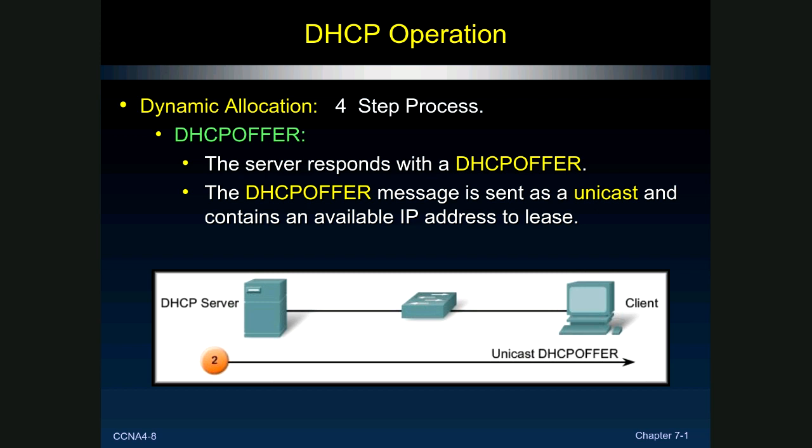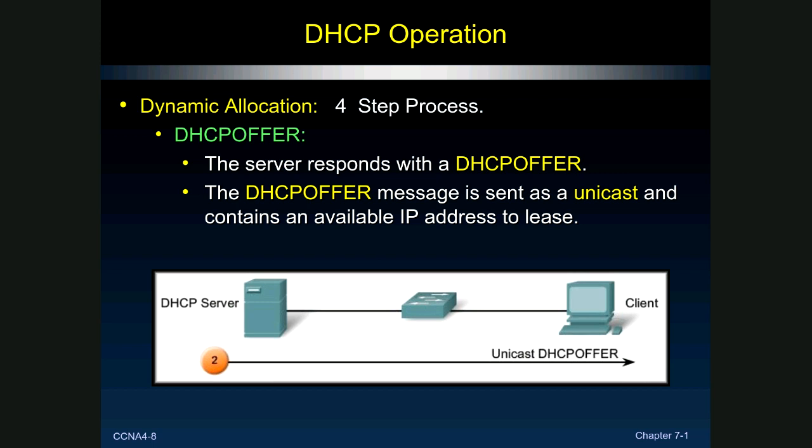Now, this is a unicast. What's the difference between a broadcast and a unicast? A broadcast message is sent to the all-ones layer 2 and layer 3 addresses. It's sent everywhere. It's flooded everywhere. The server now knows what the MAC address is of the client.